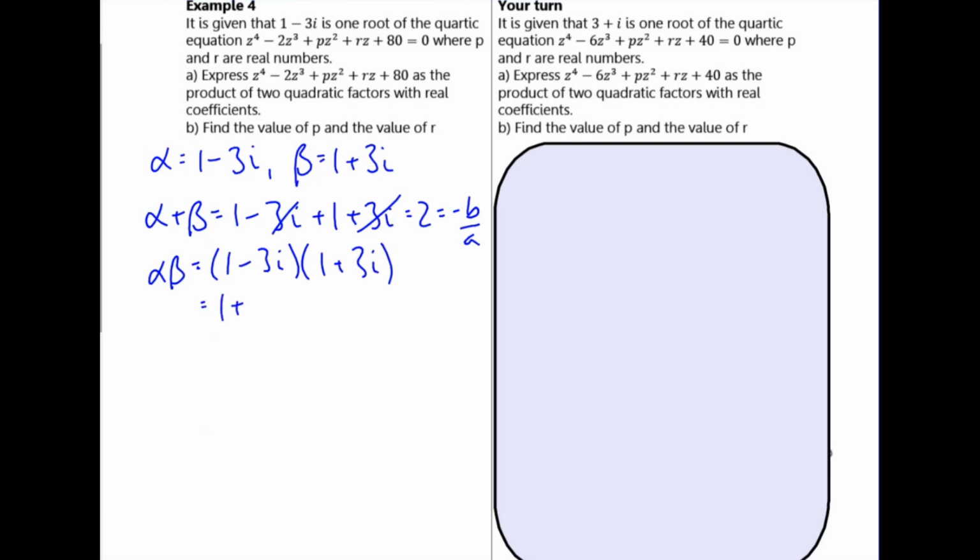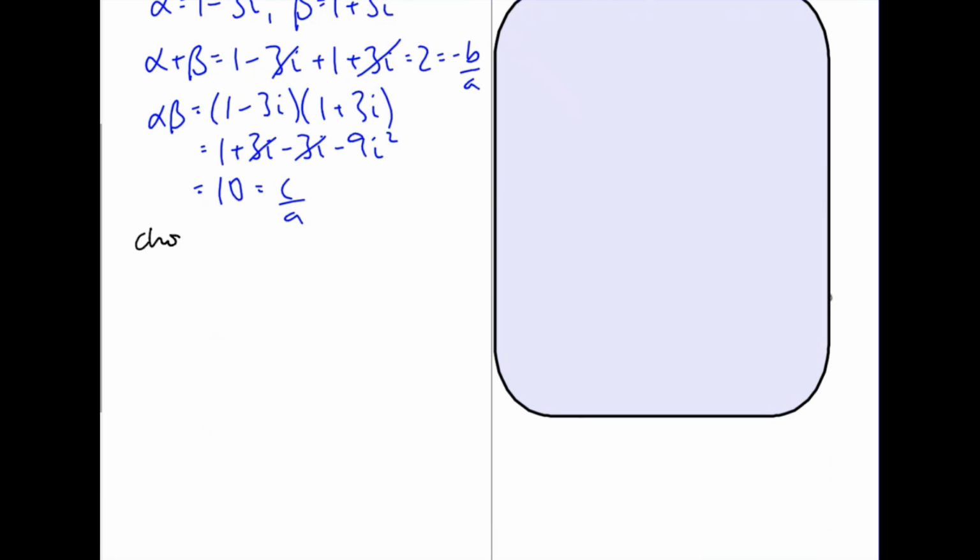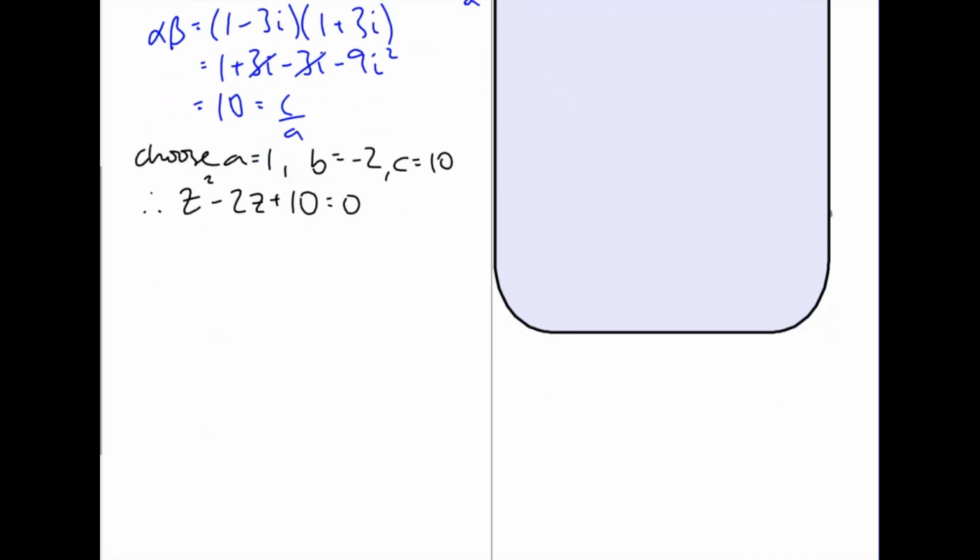And the product of these roots, let's expand this bracket, gives me 1 plus 3i minus 3i minus 9i squared. The i's cancel out. i squared is minus 1, so this gives me 10. This is equal to c over a. If we choose a to be 1, that means that b must be minus 2 and c must be 10. So the quadratic corresponding to these two roots is z squared minus 2z plus 10.